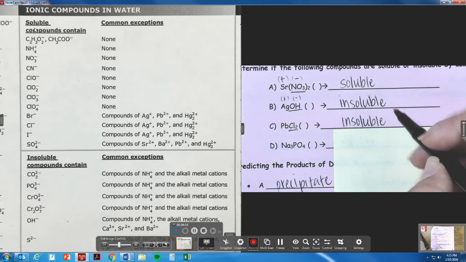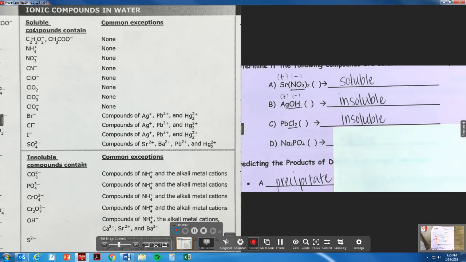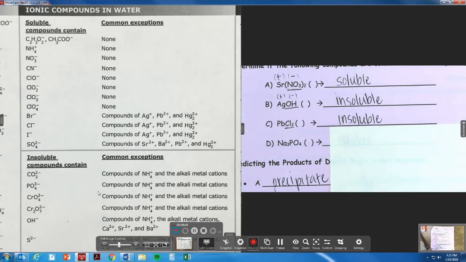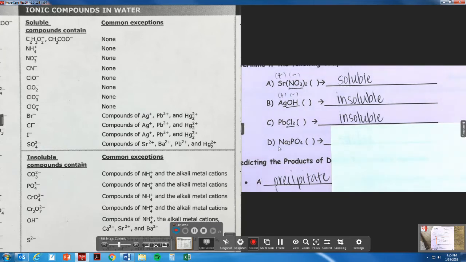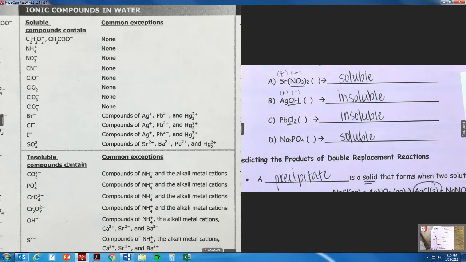And then lastly, our last example, we have sodium phosphate. Phosphate is right here on our solubility chart. Do we have an exception? It looks like we do, because sodium is actually an alkali metal. That means that it would actually be soluble. So that compound would actually be soluble.